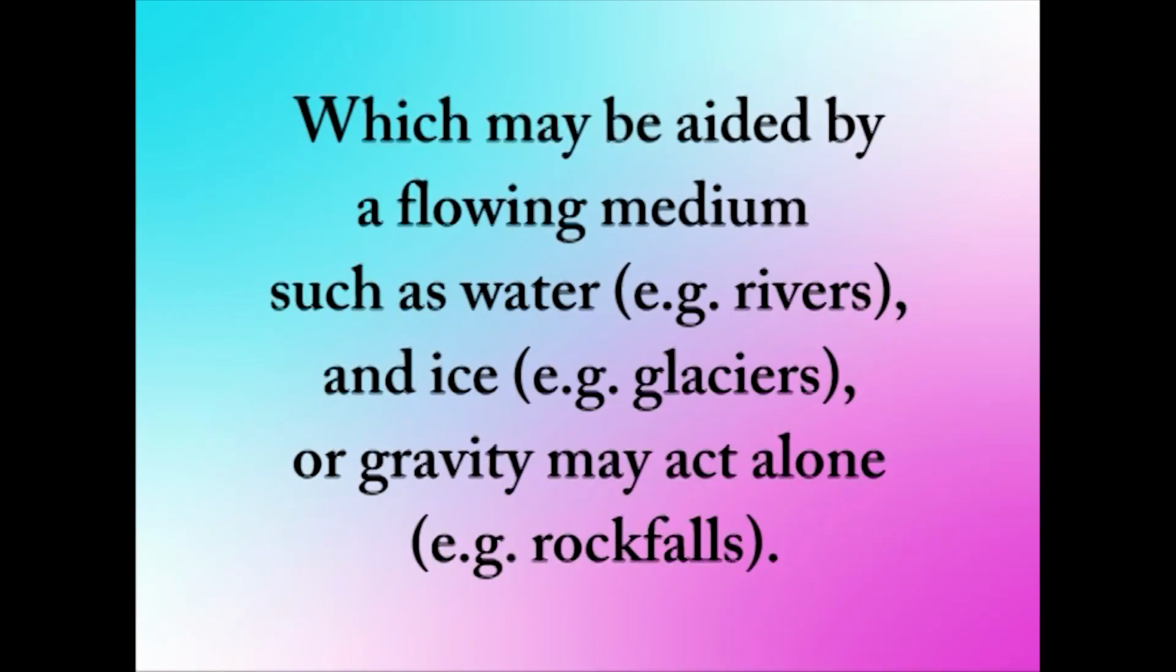Erosion and transportation. Erosion is the removal of weathered rock material downslope and away from their original site of weathering. Erosion processes are driven primarily by the force of gravity, which may be aided by a flowing medium such as water, for example rivers, and ice, for example glaciers, or gravity may act alone, for example rockfalls. Wind can also remove weathered materials, for example deflation.